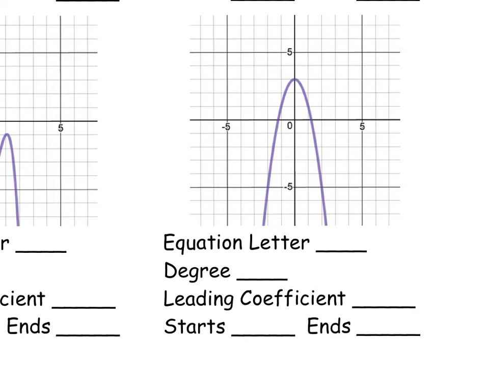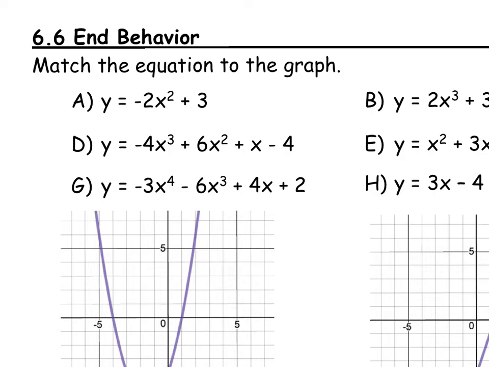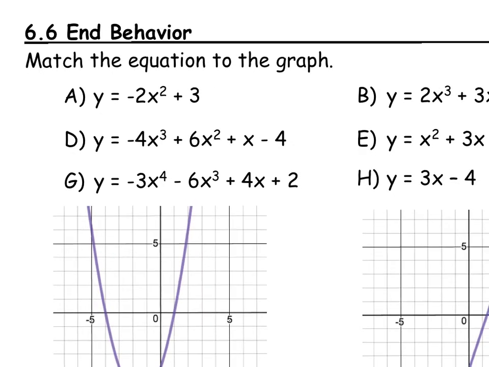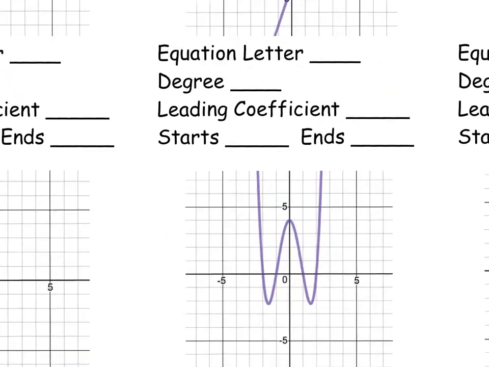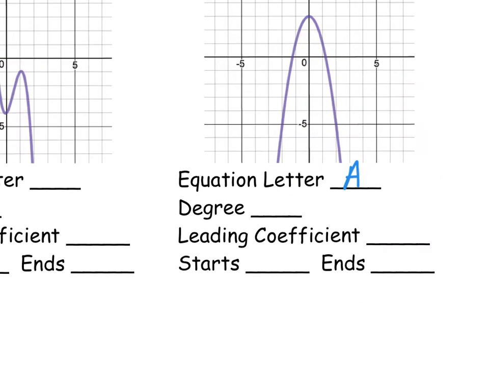First of all, the equation letter, well, that was A. So I'm going to put an A here. If you go back up here, you can see that that was A. Y equals negative 2x squared plus 3. That's what we got plugged in there. That matched up with this one. What's the degree? Well, it's x squared, so the degree is actually 2. And so we're going to write 2 in there. But I want you to also write this, even.